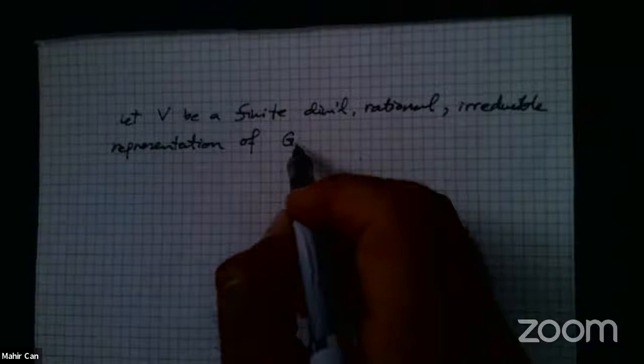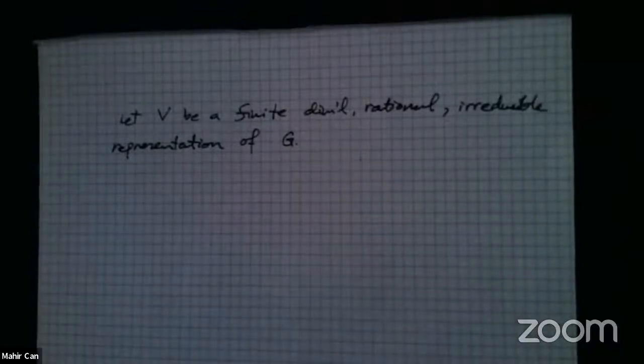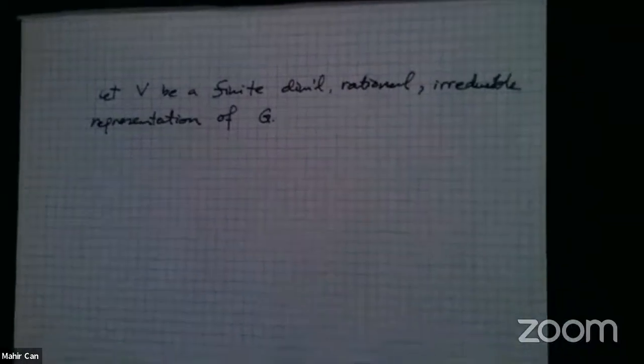So let V be a finite dimensional rational irreducible representation of G. Let's pick G reductive as before, a connected reductive group.